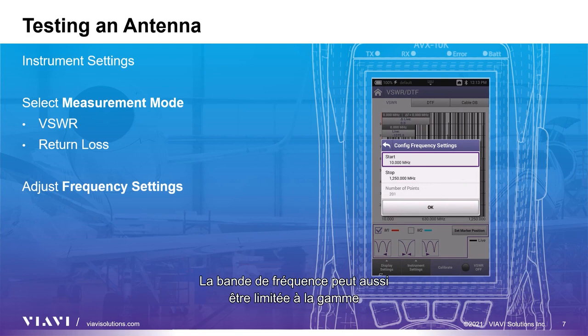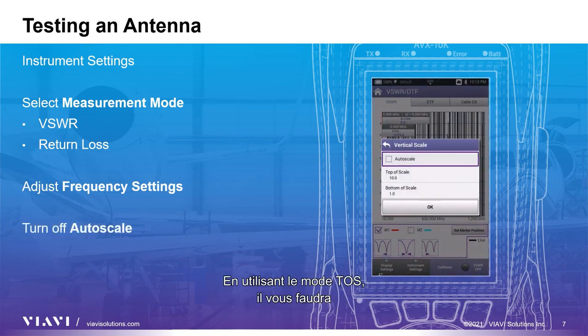The frequency band can also be limited to the range of the antenna being tested, if preferred, or you can just leave the settings to sweep from 10 to 1250 MHz. Also, when using the VSWR measurement mode, you will want to turn off the auto scale feature. This setting is found under the vertical scale option in Instrument Settings.